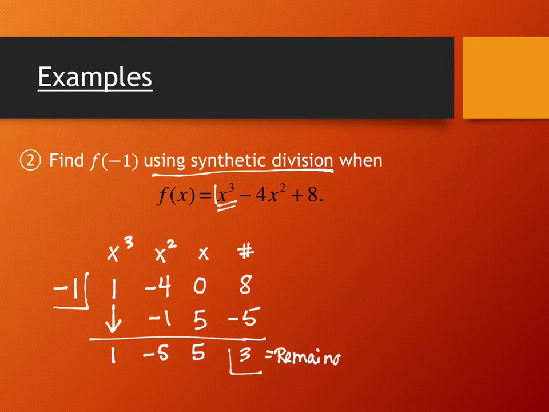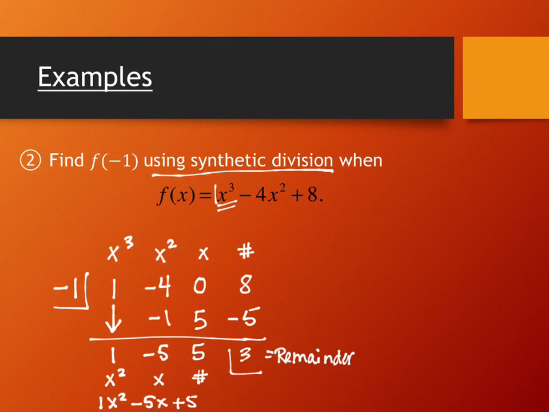And while I wasn't asked for it, I could in fact find the quotient as well, right? It's written down there at the bottom. If I were asked to find it, just for a real quick reminder, I do 1 degree less, so this is the x squared, this is the x's, and this is the number. The quotient would actually be 1x squared, or just x squared, minus 5x plus 5. Okay, I wasn't asked for that, but that's what it would be.